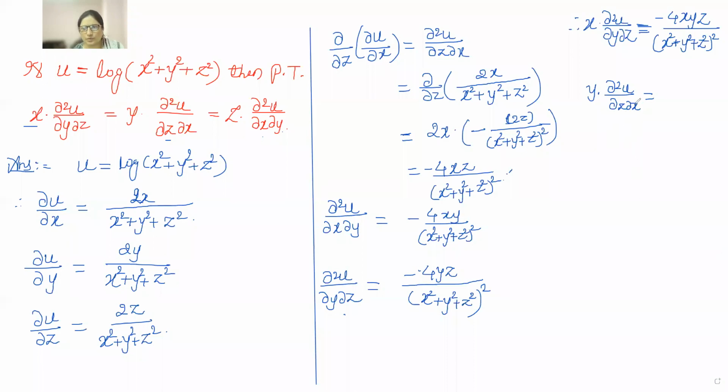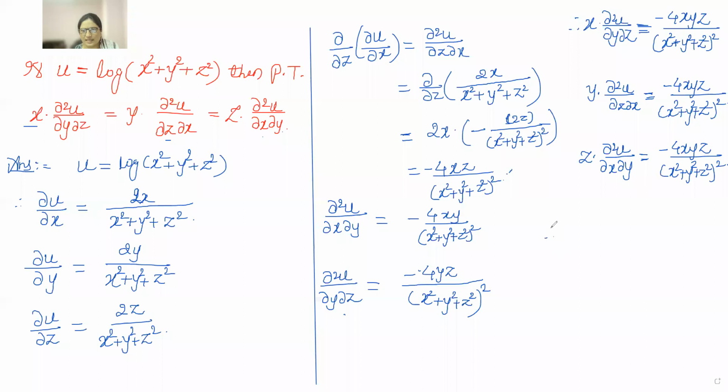So y into ∂²u/∂z∂x is equal to minus 4xyz divided by (x² + y² + z²) whole square, and z into ∂²u/∂x∂y is equal to ∂²u/∂x∂y. So it is minus 4xyz divided by (x² + y² + z²) whole square.